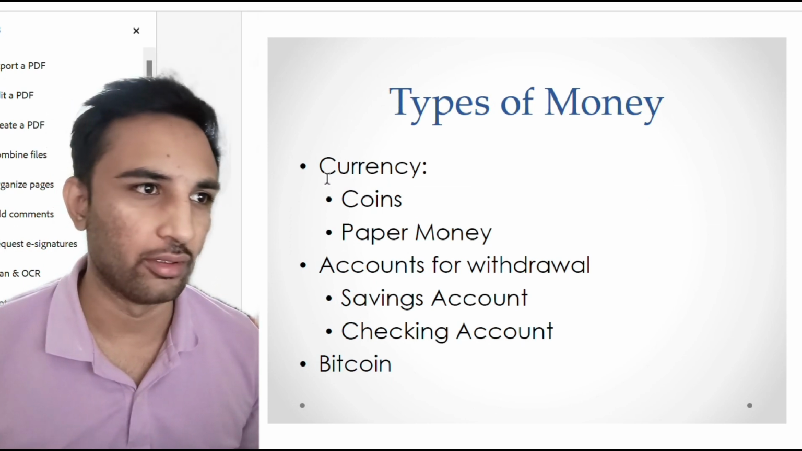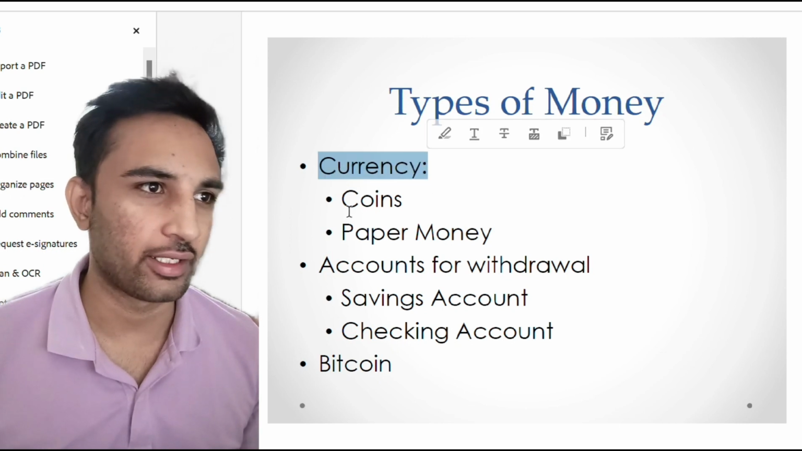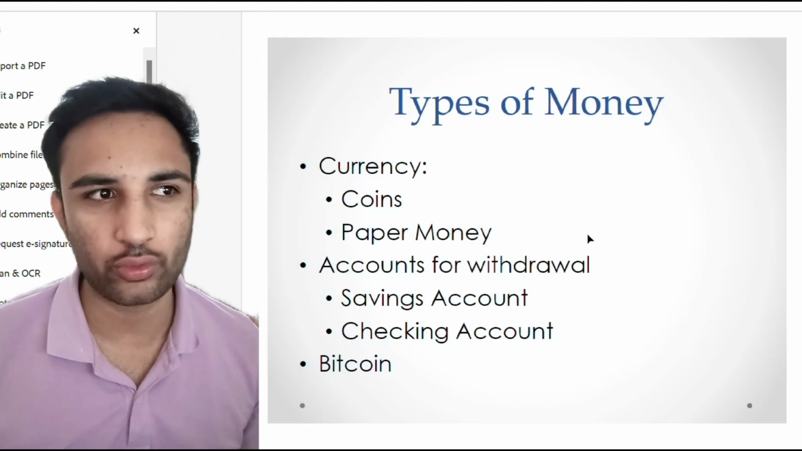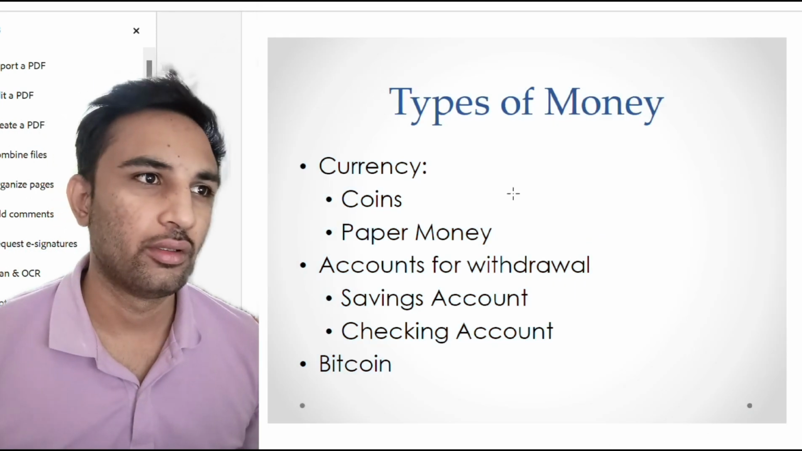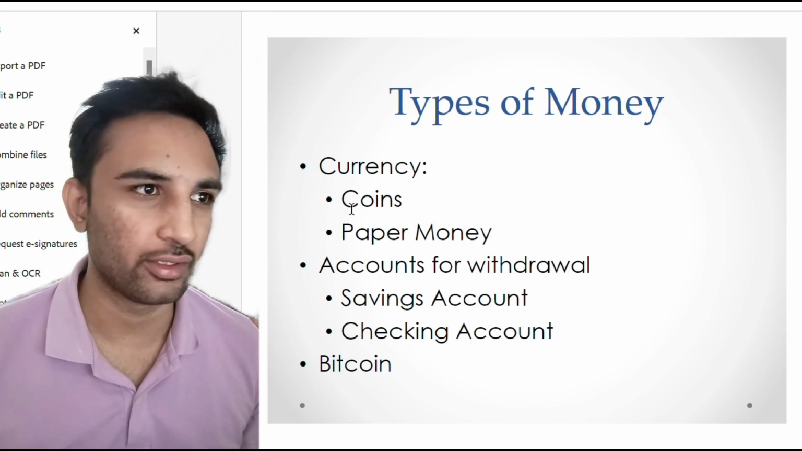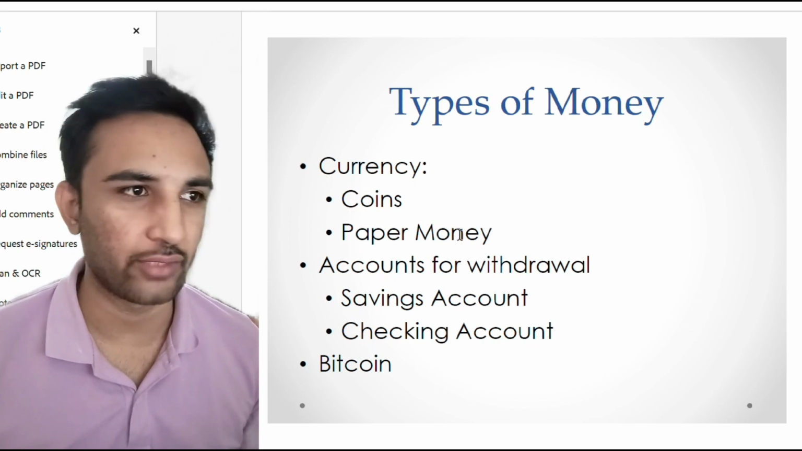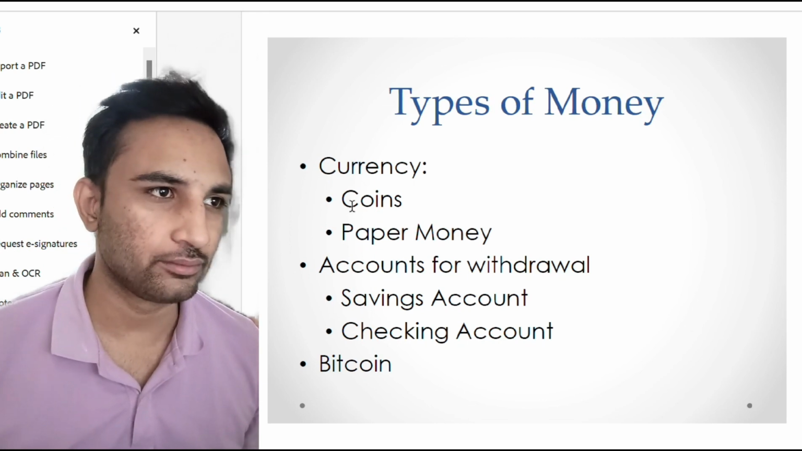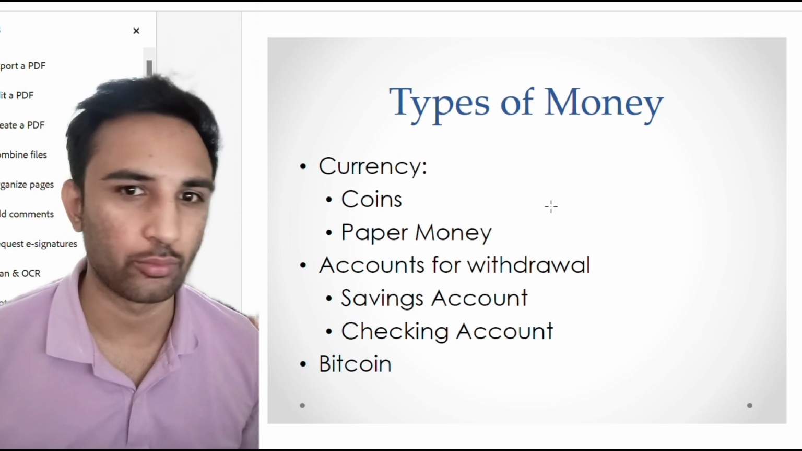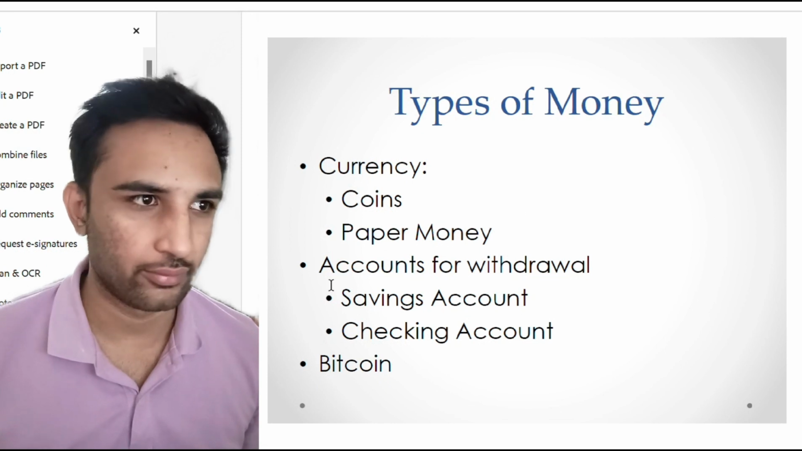Types of money. So this one is currency: coins and paper money. There are two types of currencies in the present world. One is coin and the second one is paper money. These are the forms of currency only, not any other form of wealth.